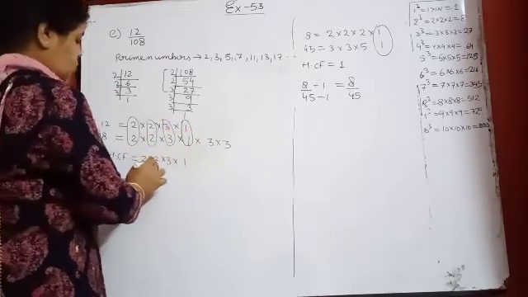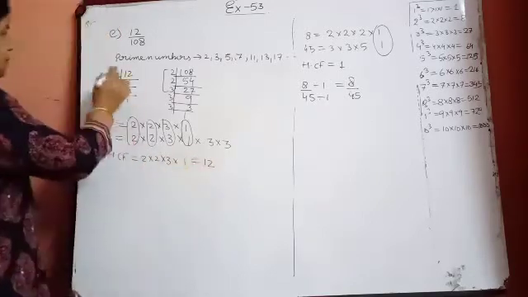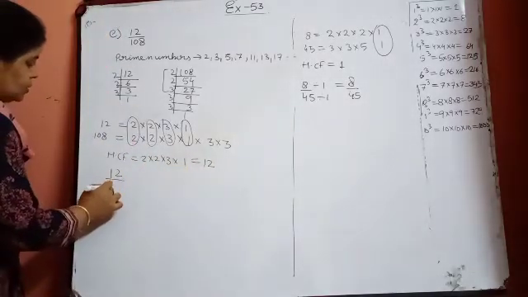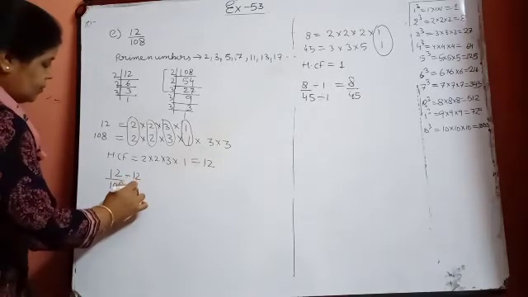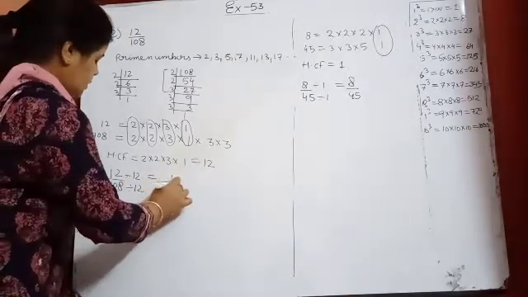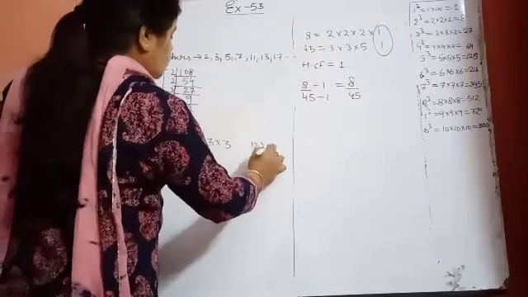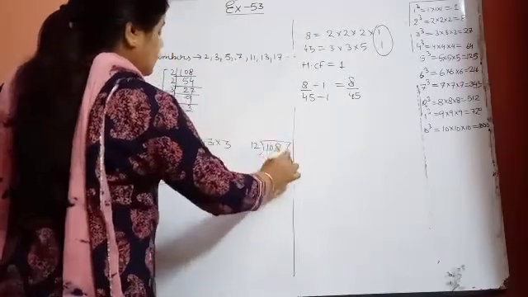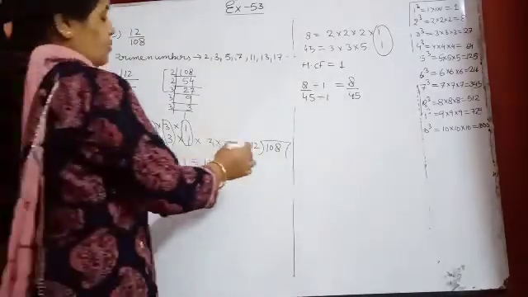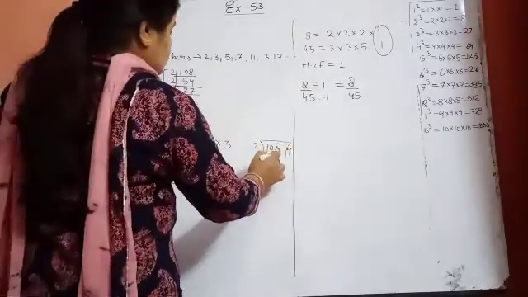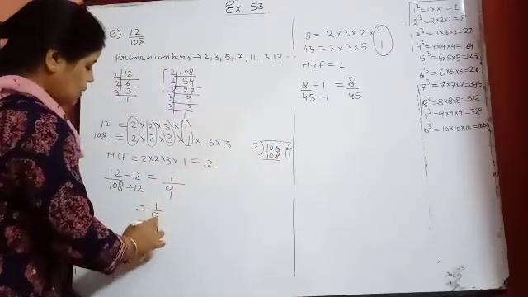2 2s are 4, 4 3s are 12, 12 1s are 12. Now divide 12 upon 108 by 12 and by 12. You divide 108 by 12. It is better if you know the table. If you are not able to do it like this, then you have to do simple division. 12 9s are 108. So the lowest form will be 1 upon 9.